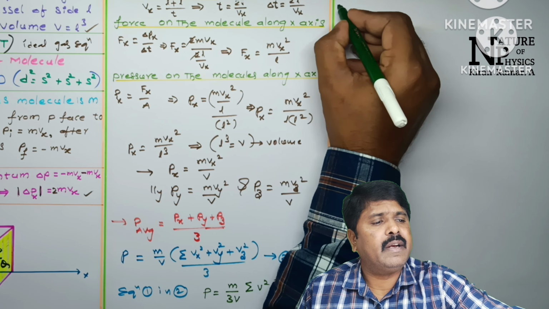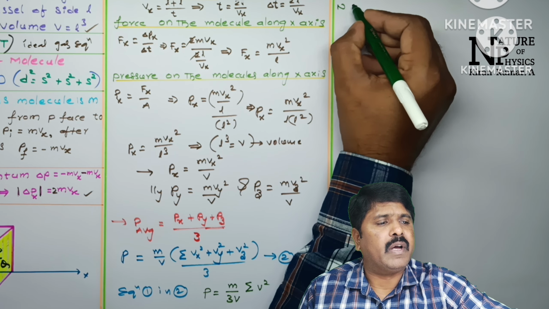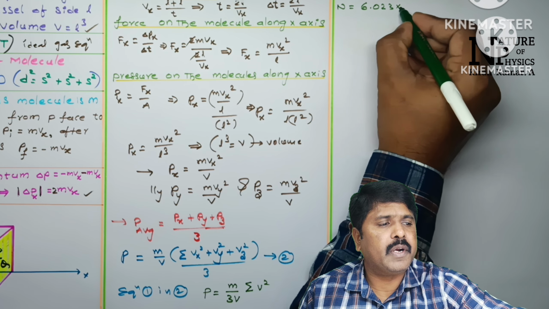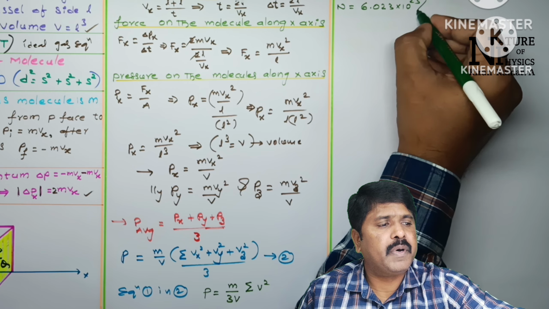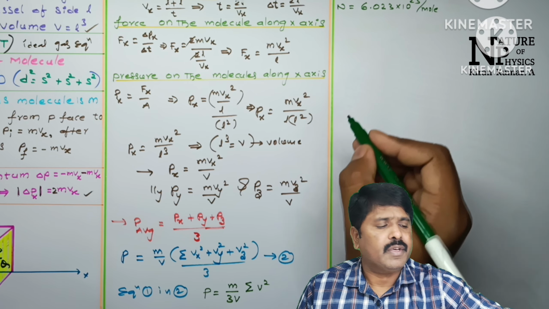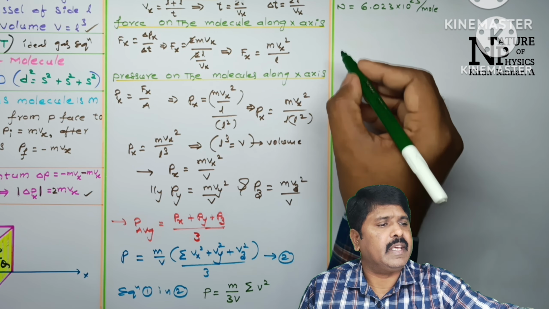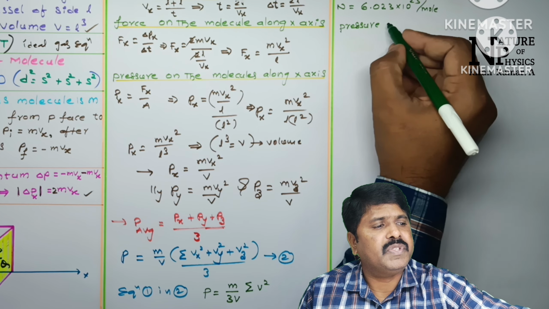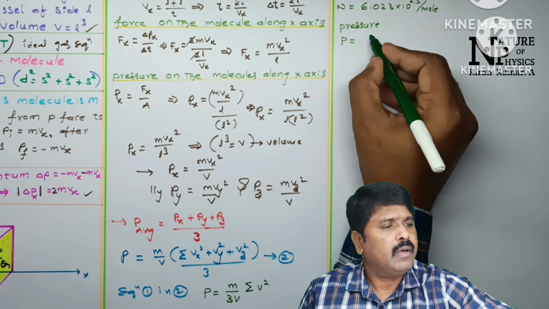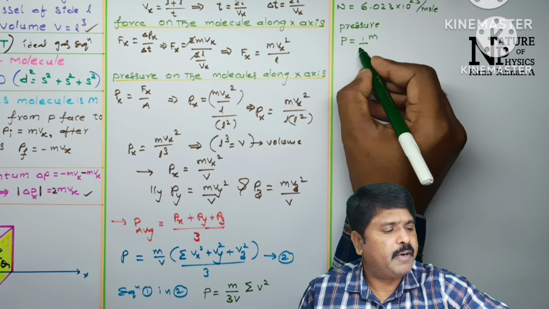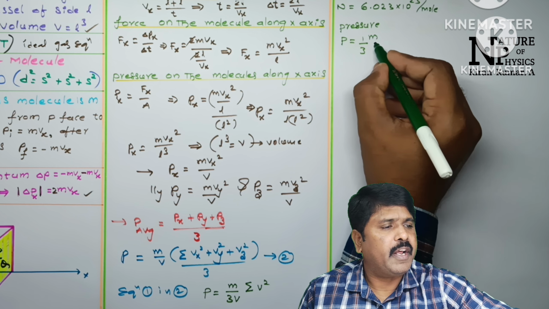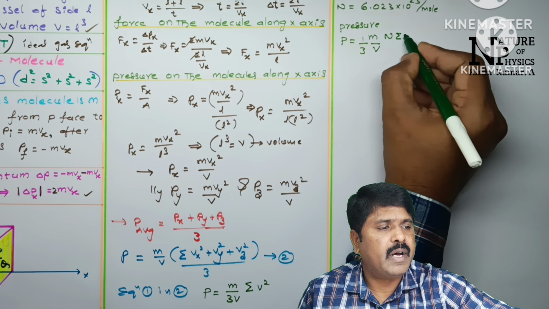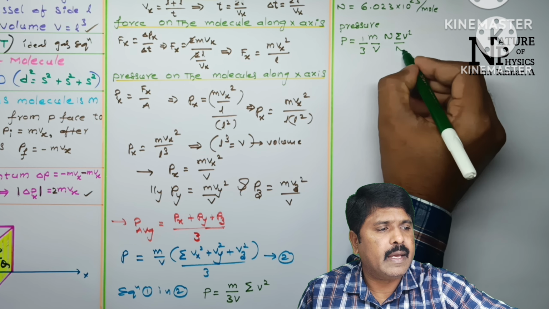Okay, so capital N is the Avogadro number, and that value is 6.023 into 10 to the power of 23 per mole. So N is multiplying and dividing for this equation. The pressure we got: pressure P is equal to 1 divided by 3, m divided by V, N multiplied by capital N, sigma V square divided by N.